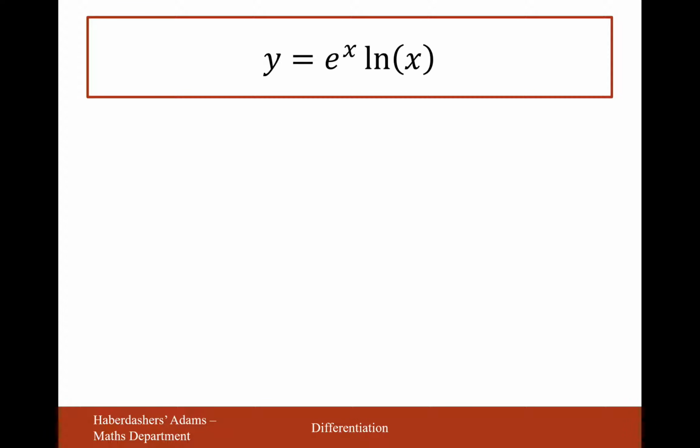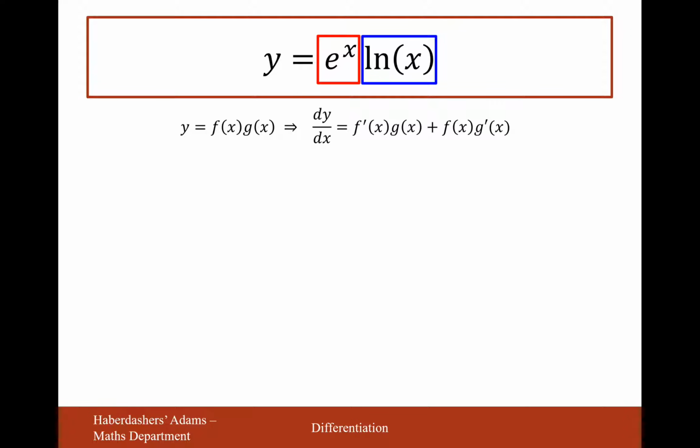Moving on to the next one, another case of the product rule. So here it's clearly e to the x multiplied by ln x. There's not one function inside the other one, it's just e to the x next to ln x, and when two functions are next to each other, that means they're being multiplied together. So this is a case of the product rule.